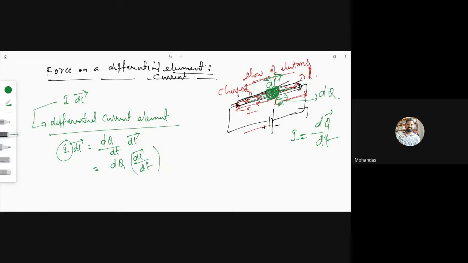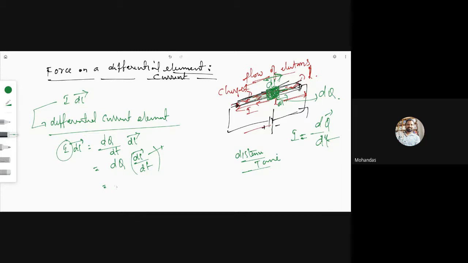Understood? Yes, sir. Now this dl is what? Differential length or displacement. So displacement by time. What can we write in place of dl by dt? Distance by time. What is the distance by time? Velocity. Very good. That is velocity. So velocity, is it a vector or scalar? Velocity is a vector.